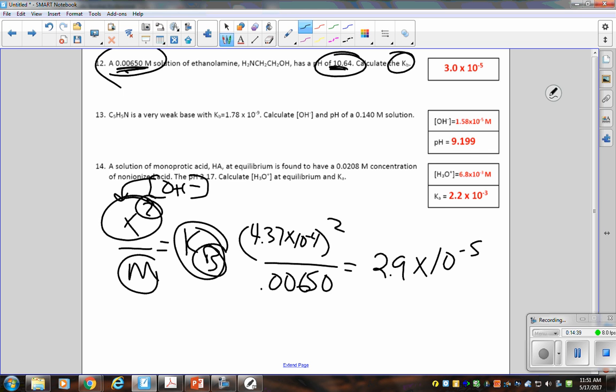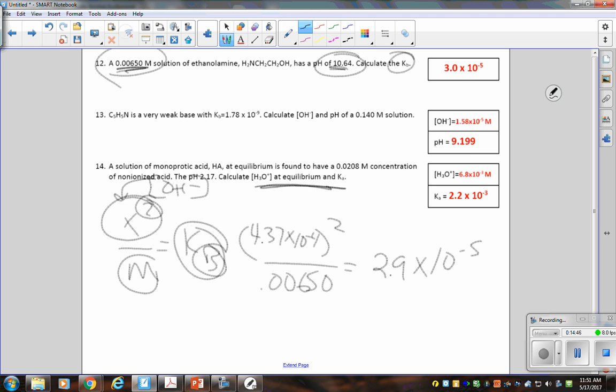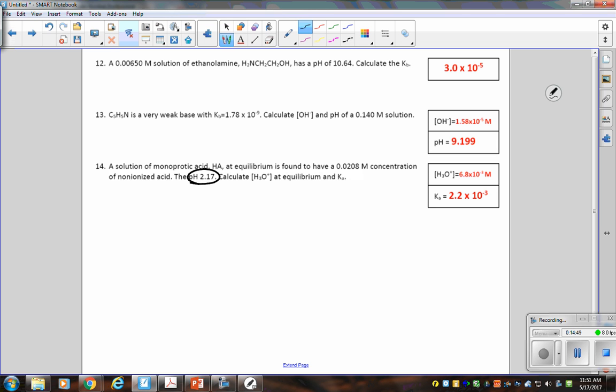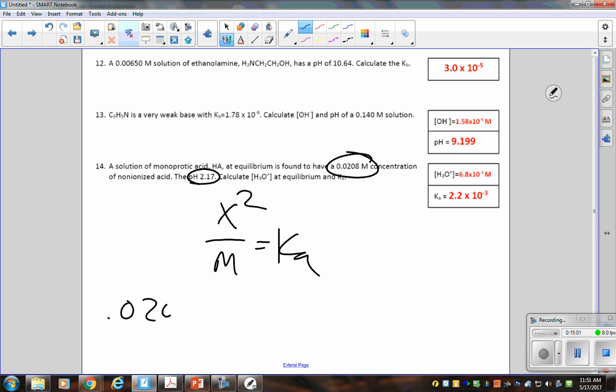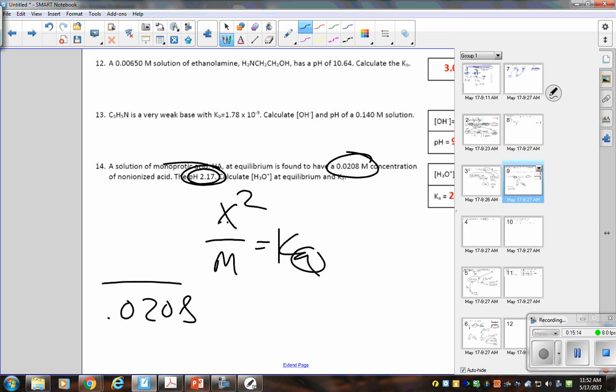Next one, look at this one. Look at the last one. If you look right here, it gives me pH and it gives me molarity. Remember the formula, it's asking you for Ka, so x squared over molarity is equal to Ka. Molarity is always going to go on the bottom, so I go 0.0208. If this is Ka, what has to go on the top? H plus, H3O plus. So she gives me pH, so then I just go back to pH land. It's 2.17.